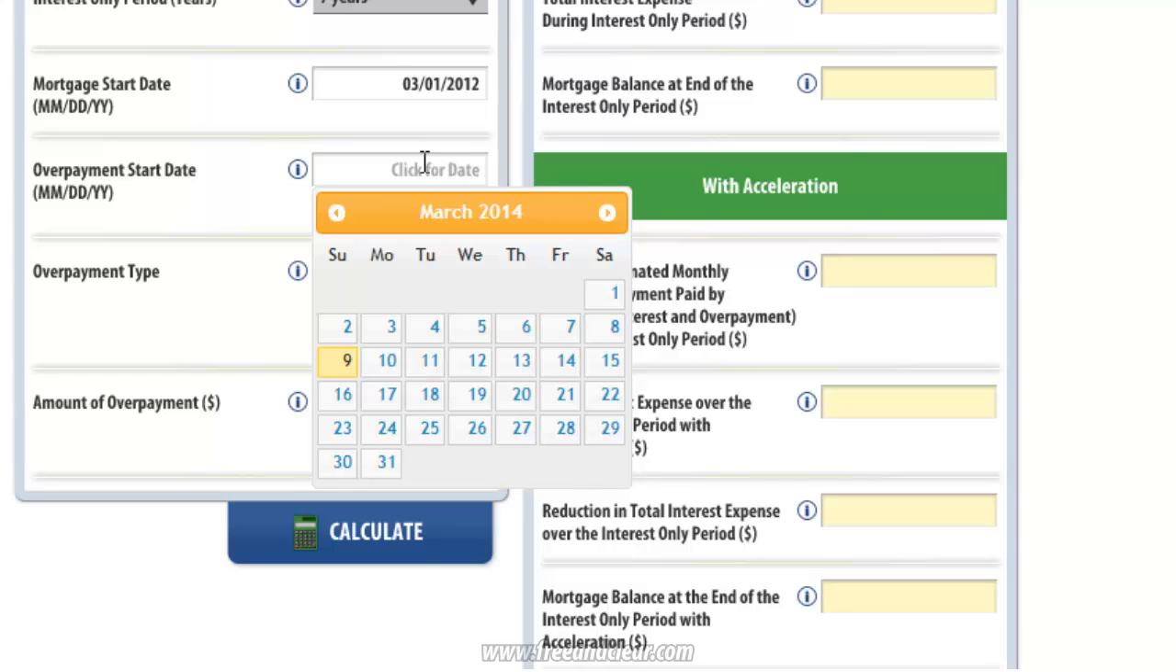The next input is overpayment start date. This is the date when you start overpaying or accelerating your mortgage. I'm going to select March 1st, 2014 in this example. So we're 2 years into our mortgage.